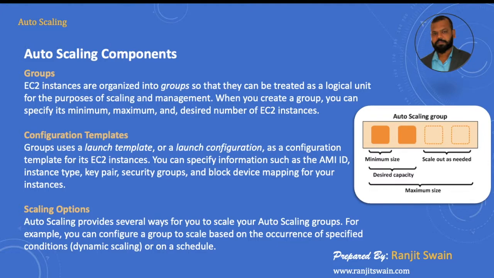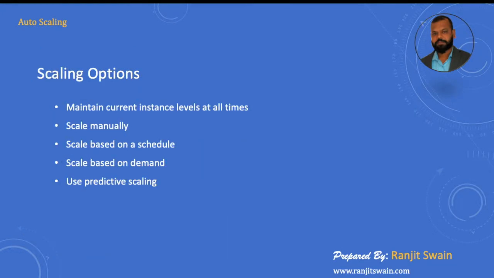So, scaling options. Autoscaling provides several ways for you to scale your autoscaling groups. For example, you can configure a group to scale based on the occurrence of specified conditions. Okay, we'll see the various options. There are various scaling options like maintain current instance levels at all times, scale manually, scale based on a schedule, scale based on demand, and use predictive scaling.